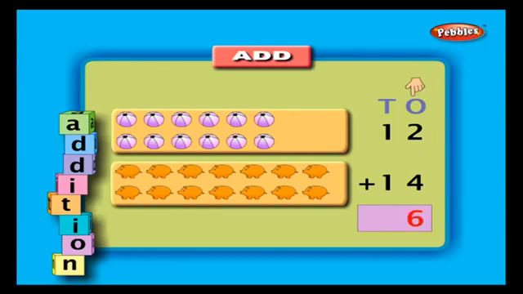Write 6 below the ones column. Now add tens. 1 plus 1 is 2. Write 2 below the tens column. So the answer is 12 plus 14 is equal to 26.